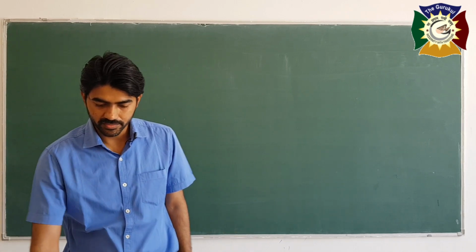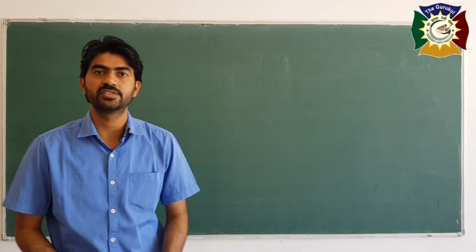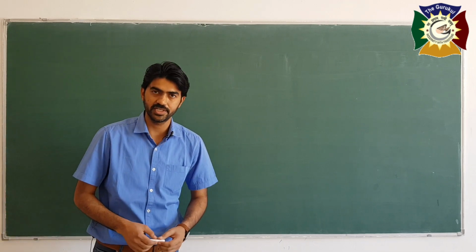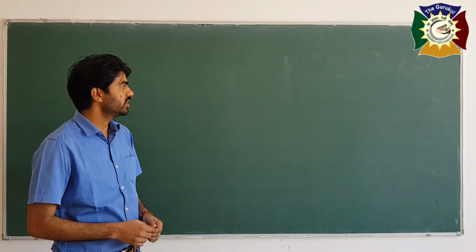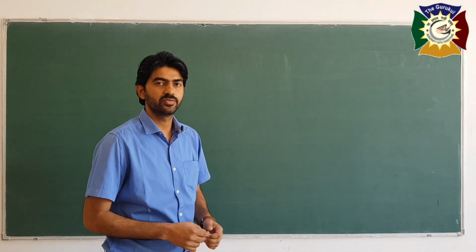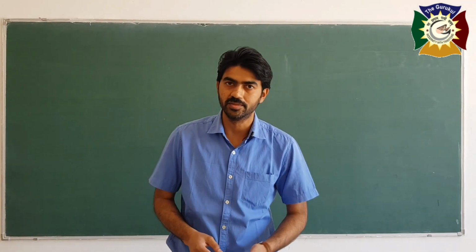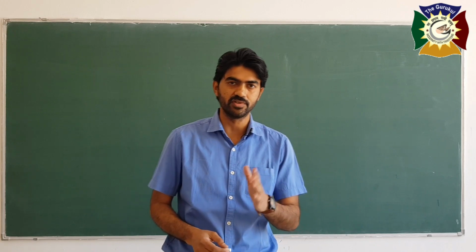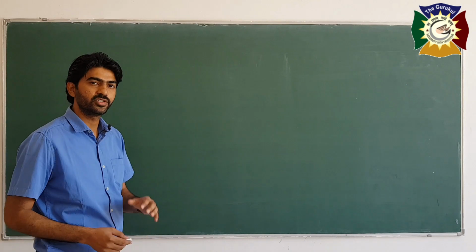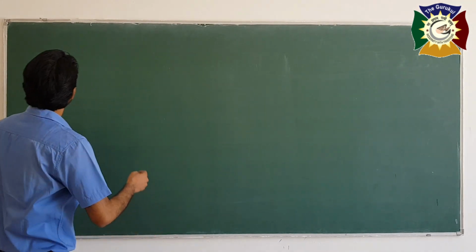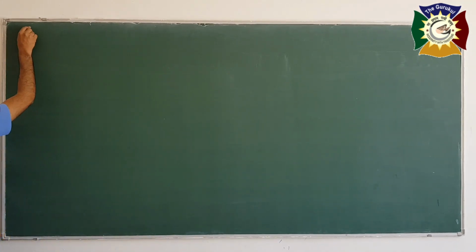Once again we are here with the second lecture of first chapter of class 9 mathematics, that is number system. Today we will discuss about irrational numbers. Exercise 1.1 we have finished. Now we will start exercise 1.2, but before that we will understand certain concepts.